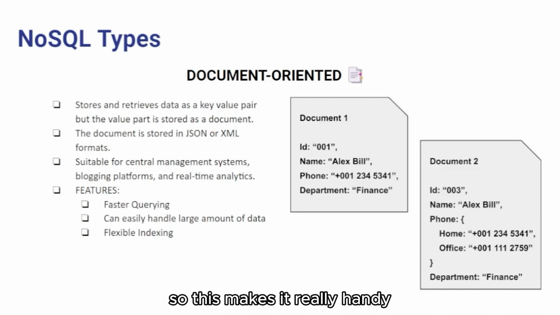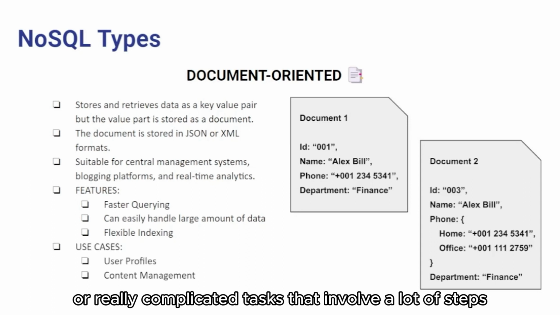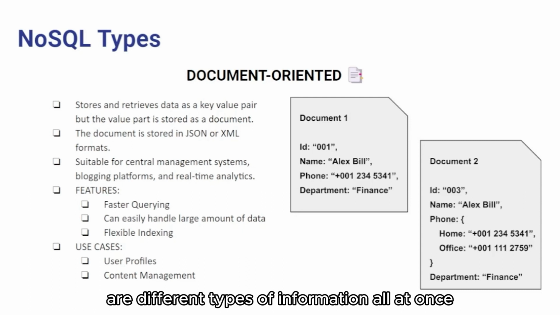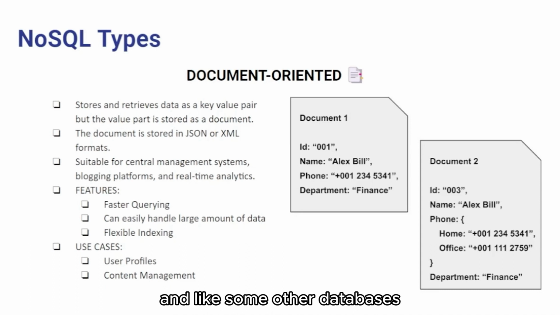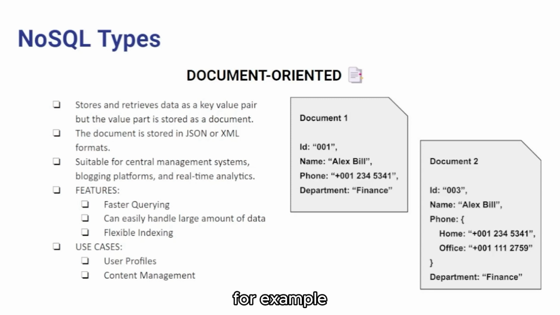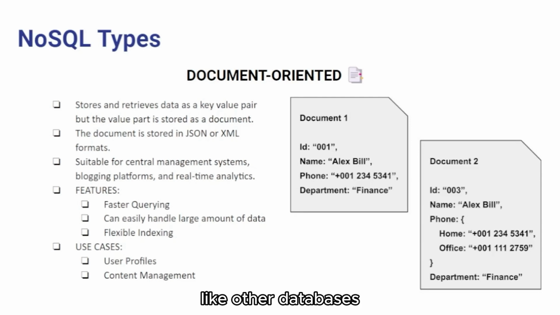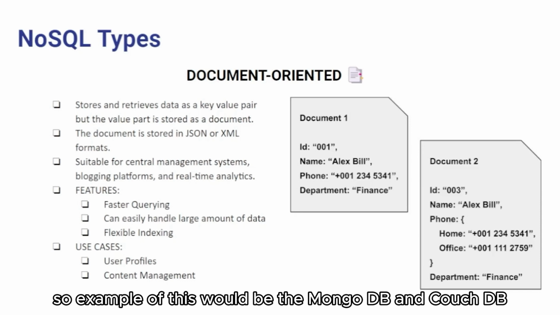So this makes it really handy for things like managing websites, blogs, checking real-time data, and handling online shops. However, it's not the best for really complicated tasks that involve a lot of steps or different types of information all at once. So it's more like a quick and flexible tool. Unlike some other databases, you don't need to make sure everything follows strict rules. For example, one special database called Apache Cassandra doesn't need every row to have information for every column. Like other databases, it uses a special technique called hashing to find and fetch the right pieces of information. So an example of this would be MongoDB and CouchDB.